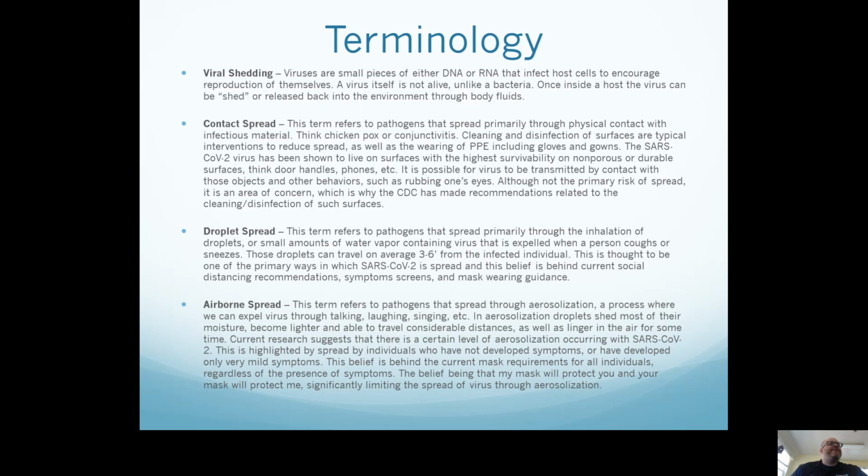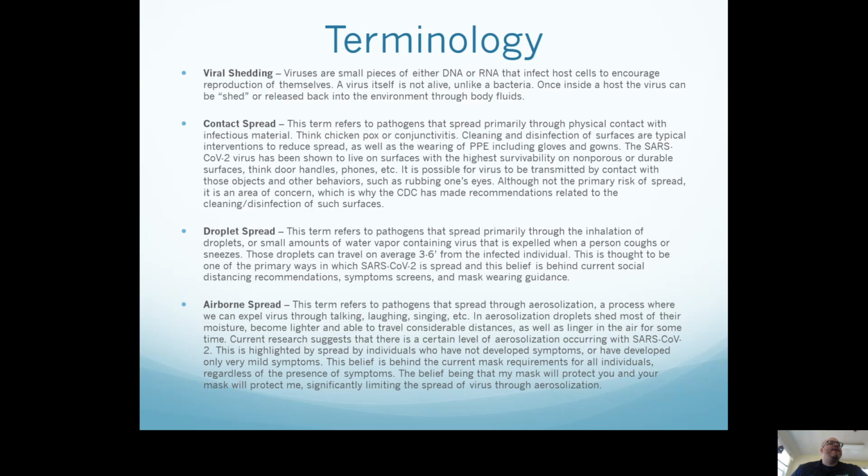Droplet spread is a term that refers to pathogens that spread primarily through the inhalation of droplets, or small amounts of water vapor that contain the virus. And when they expel those water droplets into the environment through coughing or sneezing, they can be inhaled by other individuals, and therefore the virus ends up in their body. Typically, the droplets can travel about 3 to 6 feet. However, depending on the forcefulness of the cough, the forcefulness of the sneeze, and the environmental considerations of the room, it is possible to get droplet spread as far as 10 to 12 feet from the individual.